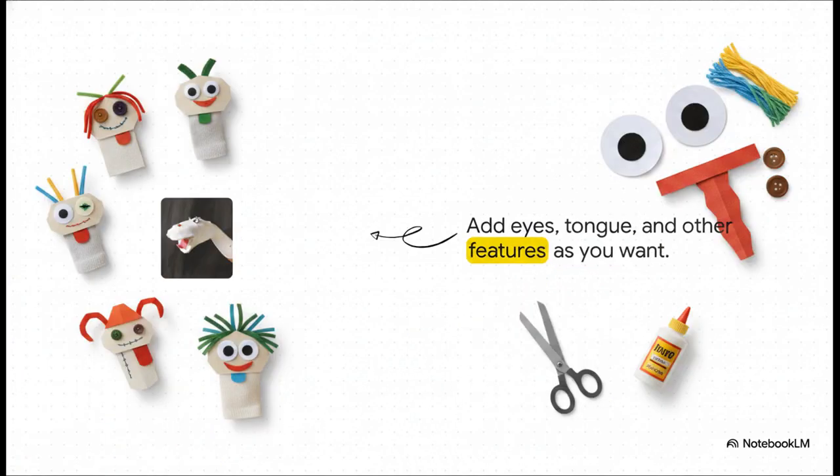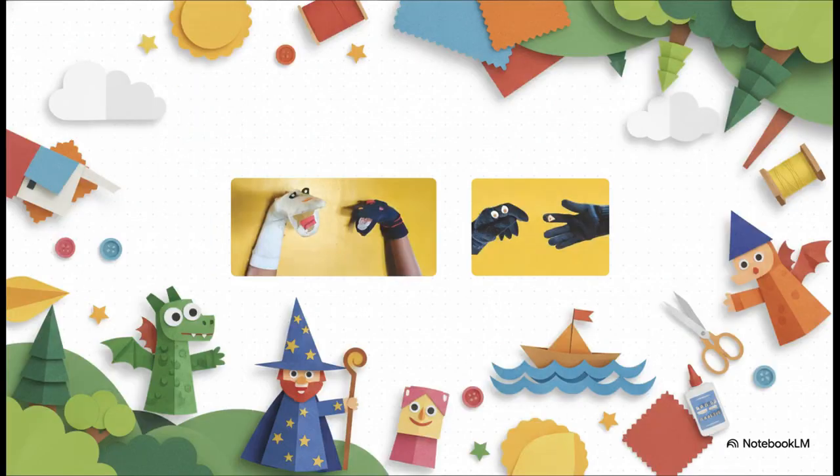Now, what's really interesting here is how adding simple physical features changes everything. By simply gluing on some cardboard eyes and a red tongue, that inanimate plain white sock instantly gains a distinct personality. It goes from being a piece of laundry to being a living character. You can add yarn for hair, buttons for a nose, literally whatever you want. And when you're done, the beautiful thing about puppetry is that there are absolutely no specific rules about what a puppet should look like. Your finished puppets can have entirely different vibes from one another, and they are always as unique as the creative imagination of the person who made them.